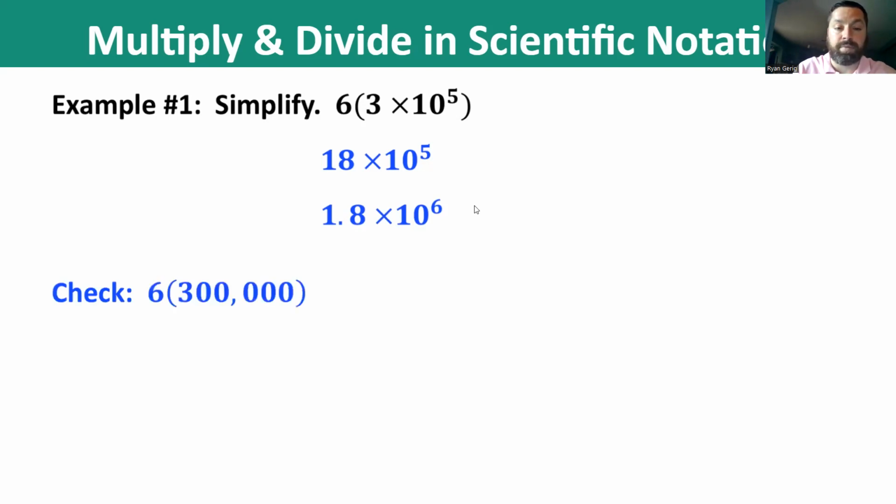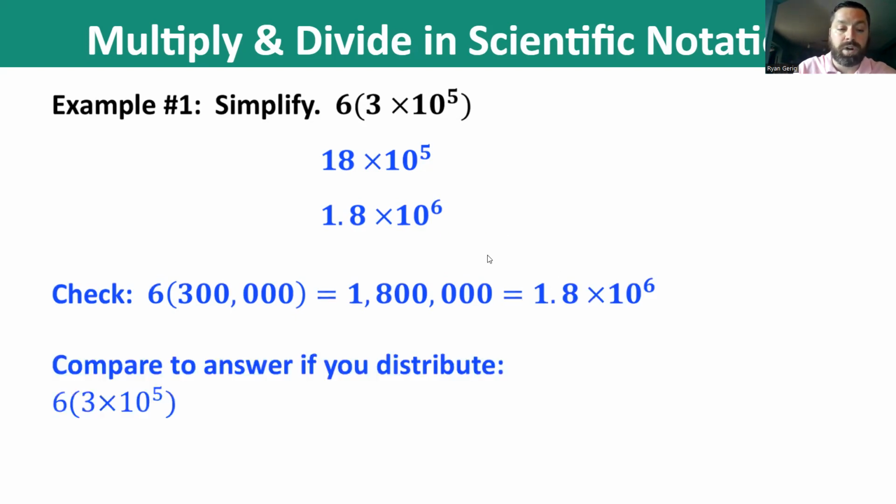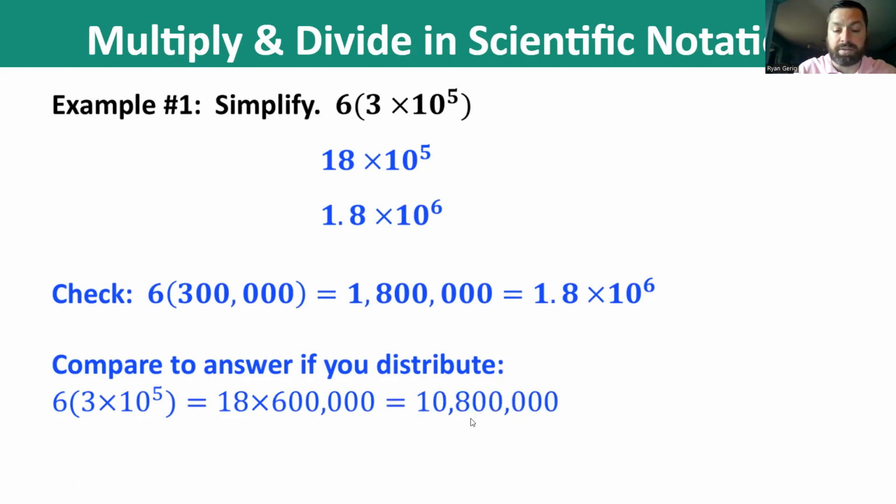Okay, so we can check that. We could write it out in standard notation. 6 times 300,000 is 1.8 million. If I move the decimal, I have to move it 6 spots. It'd be 1.8 times 10 to the 6th, which matches up. What happens if I did distribute? So if I did 6 times 3 and got 18, and I did 6 times 10 and said 60, well, 18 times 60 is 1,080, which when I write it in scientific notation is not the same. So this is not distribution.